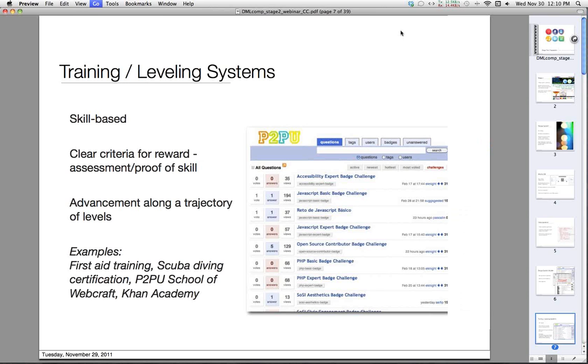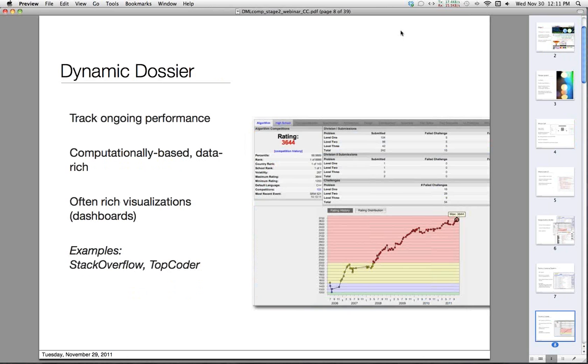The dynamic dossier is essentially used to track ongoing performance. And what that means is that it's really good for competitions, for pitting people against one another so they can see themselves moving across a system. And in this instance, we can think of them as data rich. They're really informative. They provide a lot of feedback that people can use in order to assess themselves. And they sometimes have rich representations of the achievements so far. Examples of these are Stack Overflow and Topcoder. And this is an example of Topcoder. So from here, it's recognizing that these are for competitions, or they work pretty well for competitions. They're not solely for competitions, but they're really comparative in that way.